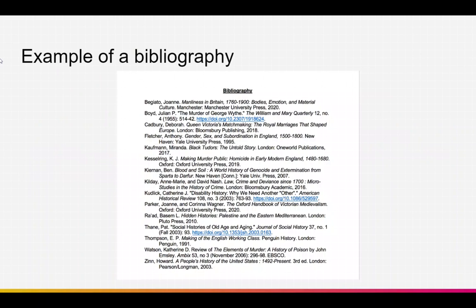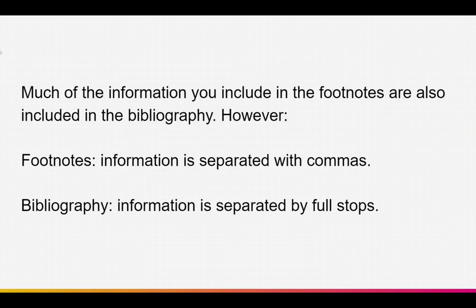So this is an example of a basic bibliography. There are going to be a few types of bibliographies, which we'll get into later. But generally speaking, it's going to be a list of all the sources that you have cited in alphabetical order by surname of the author. And we'll go into this in more depth. Now, if you're feeling overwhelmed, there's good news. Much of the information you include in the footnotes are also included in the bibliography. However, there are a few key differences to keep in mind.